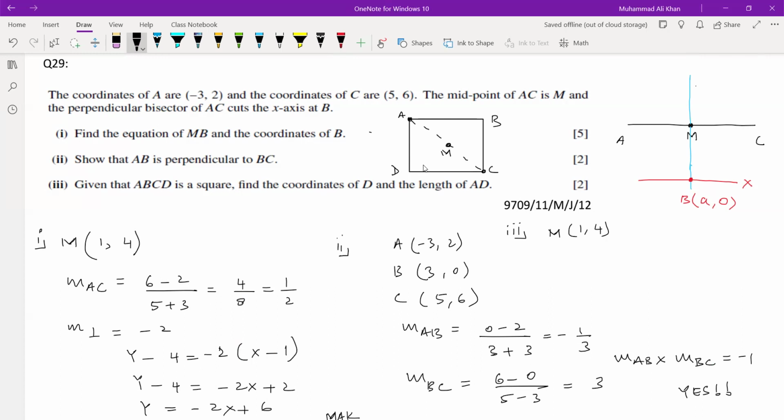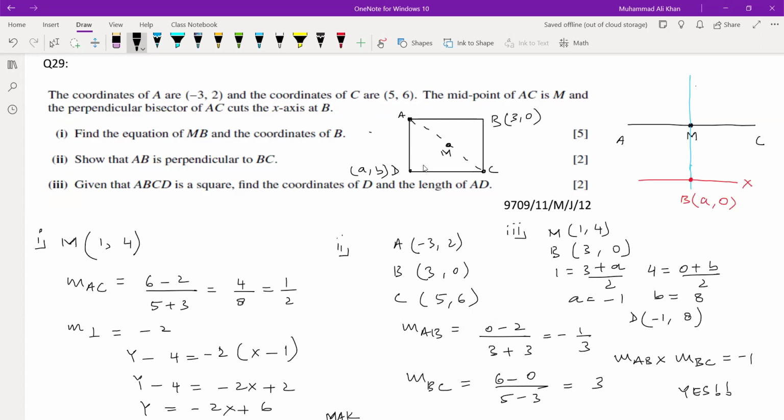We have the coordinates of B. Yes, we have the coordinates of B, 3, 0. We don't have the coordinates of D. We have to calculate the coordinates of D by using the midpoint formula. x equals x1, B's coordinate, plus x2, D's coordinate, divided by 2. So the value of x is 2 minus 3, minus 1, and y equals y1 plus y2 by 2. So y is 8. Therefore the coordinates of D are -1, 8.